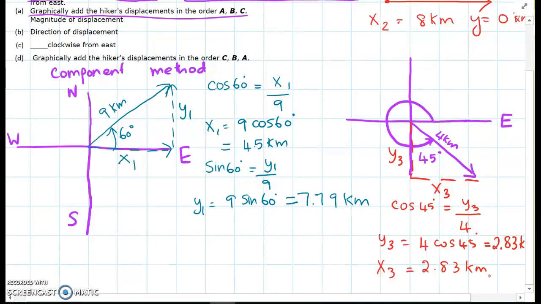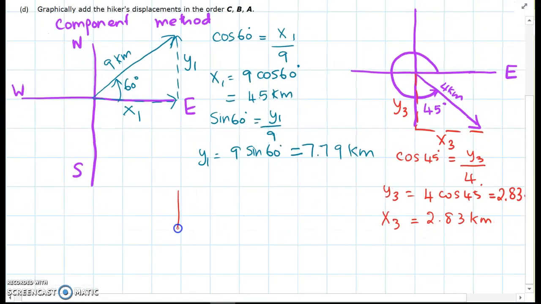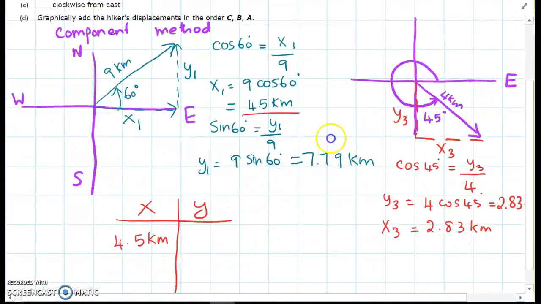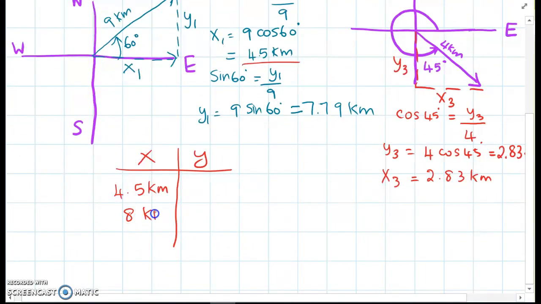Now let's put all these together. Now that we have separated each vector into components, we want to make a chart so that we can get all the x components together and all the y components together. So x1 is 4.5 kilometers, x2 is 8 kilometers, and x3 is 2.83 kilometers. All pointing in the same direction, so therefore all are positive. If you add these together, you get 15.33 kilometers.